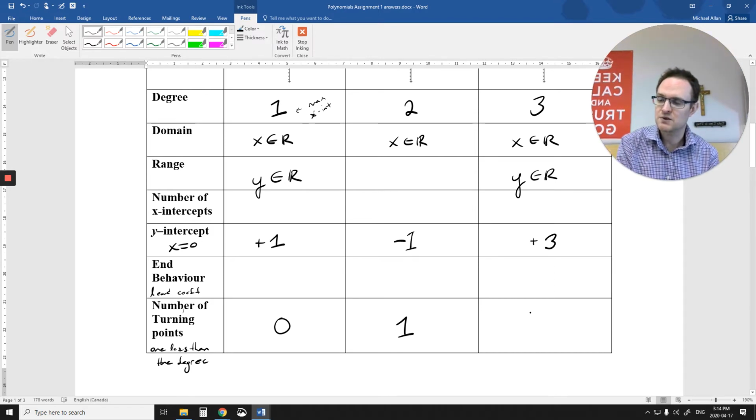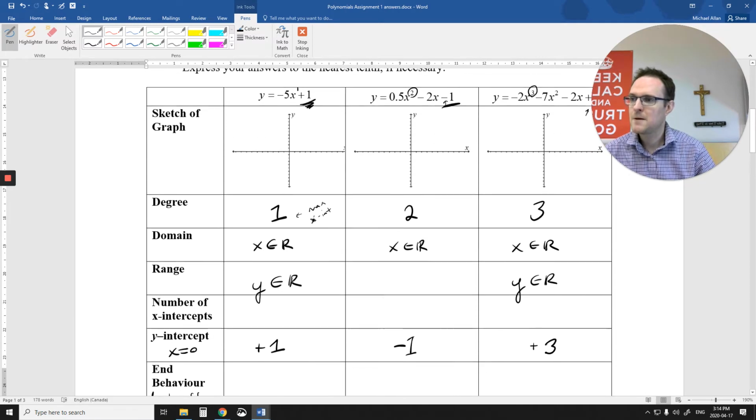It wouldn't change direction. And this one here could be 2. It could be 1. It could be 3. Or it could be not 3. It could be 0 as well. We haven't got to look at the graph for that one.